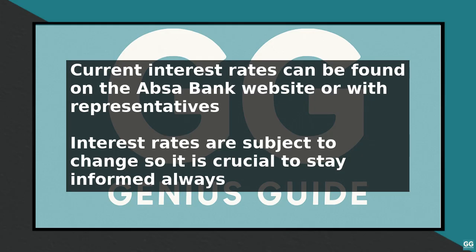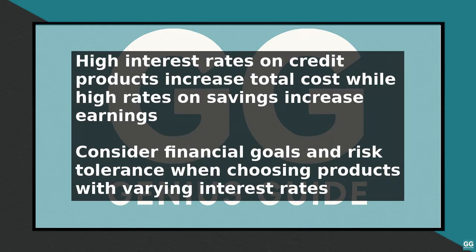Step 5. Managing interest rates. To minimize interest rate implications, make timely payments on credit products, and maintain a good credit score to qualify for lower interest rates. For savings products, consider products with competitive interest rates and flexible terms.